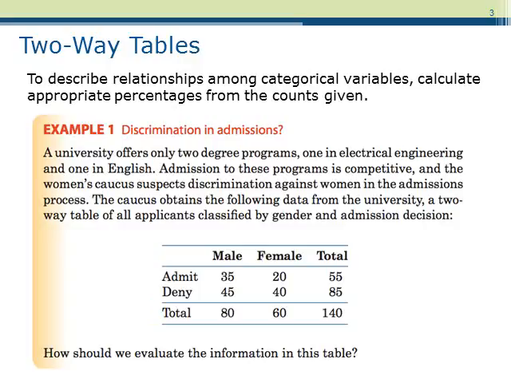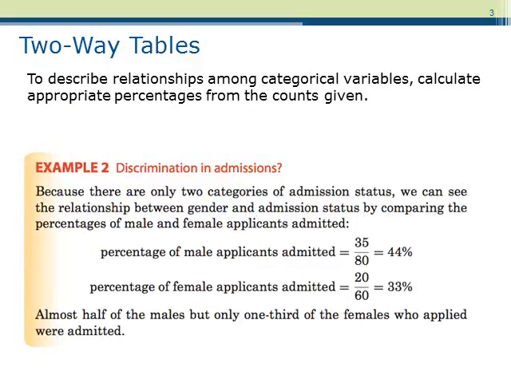If we look in the table below, we see that 35 of the 80 males were admitted and 20 of the 60 females were admitted. Furthermore, by looking at each row sum, we see that 55 were admitted in total and 85 were denied. This says that 44% of the males that applied were accepted and 33% of the females that applied were accepted. Is this evidence significant enough to conclude that the admission process discriminates based on gender? We will try to answer questions like this in today's lecture.